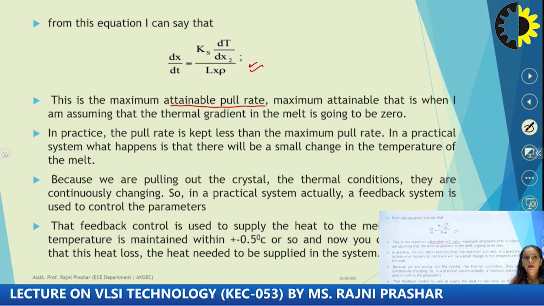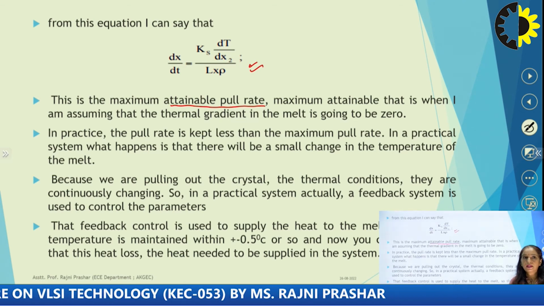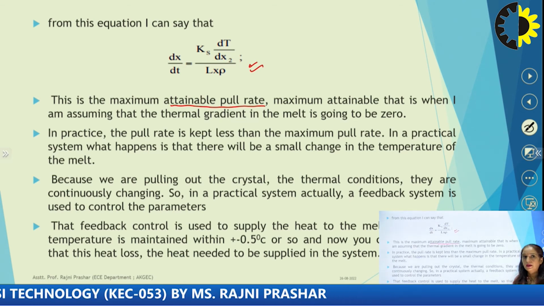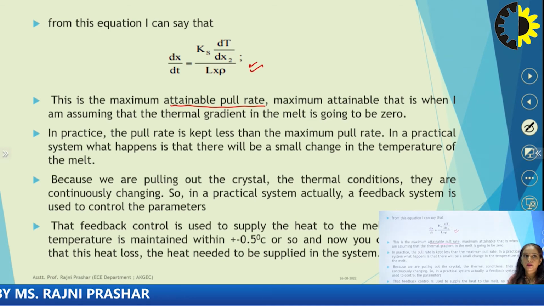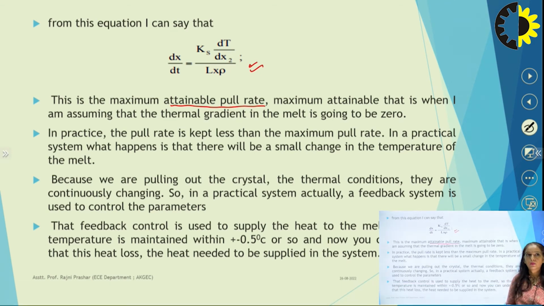In practice, the pull rate is kept less than the maximum pull rate, and in the practical system, what happens is there will be a small change in the temperature of the melt. That is why it is kept slightly less than the maximum pull rate, because as we are pulling out the crystal, the thermal conditions are continuously changing. So in a practical system, actually we should use a feedback system.